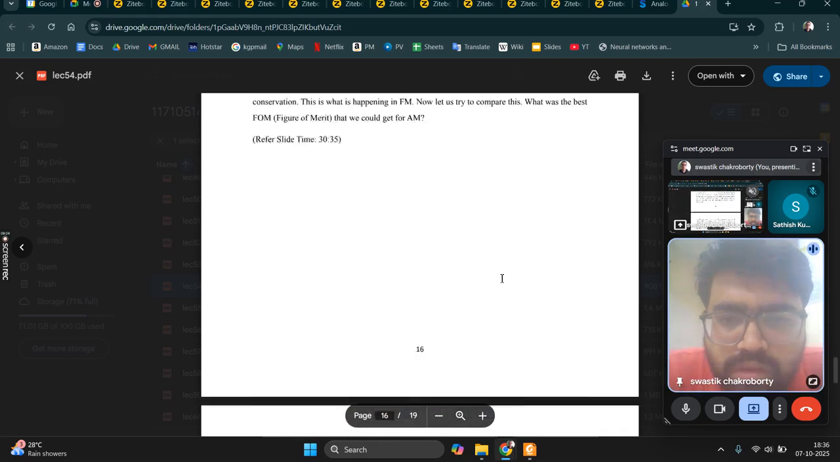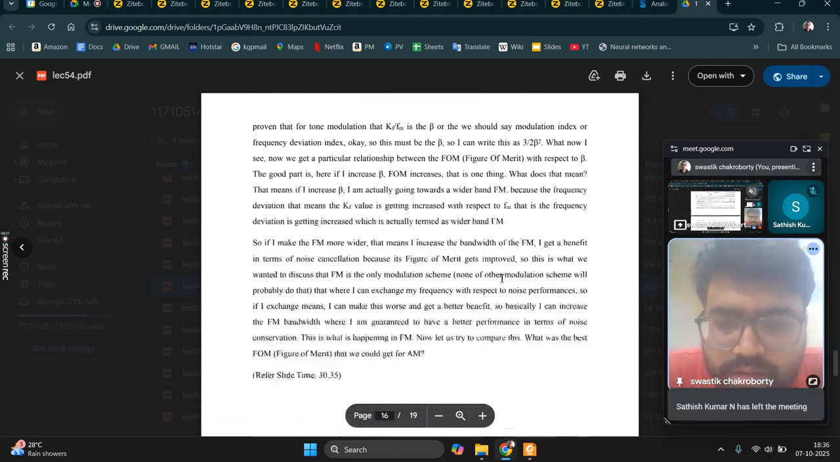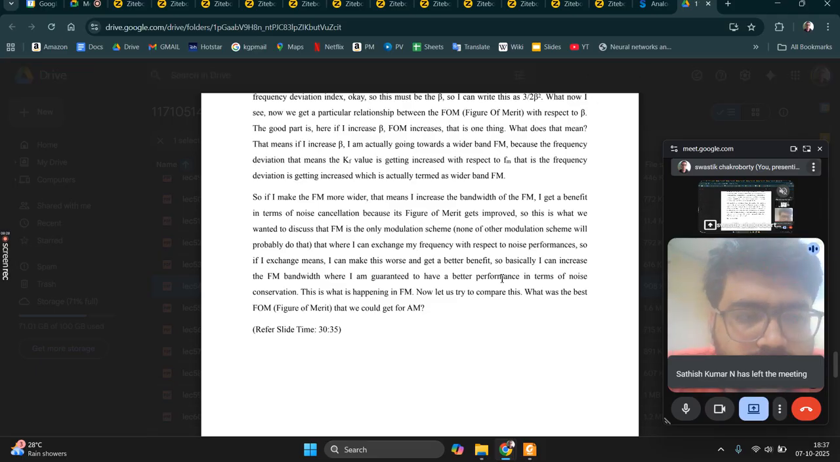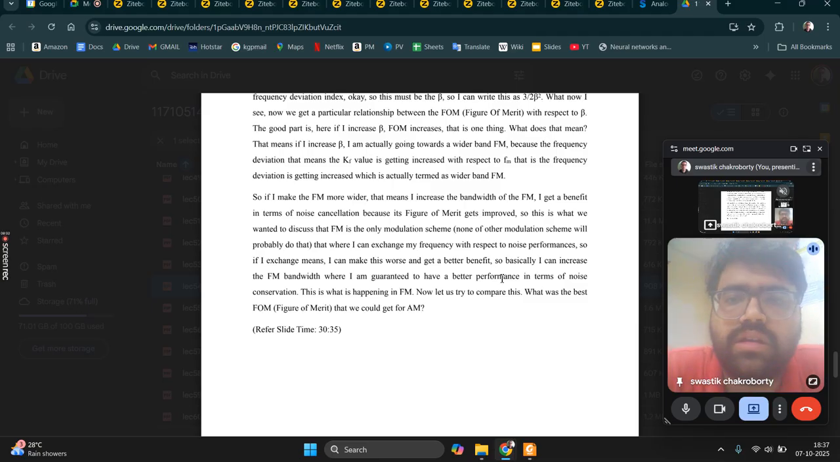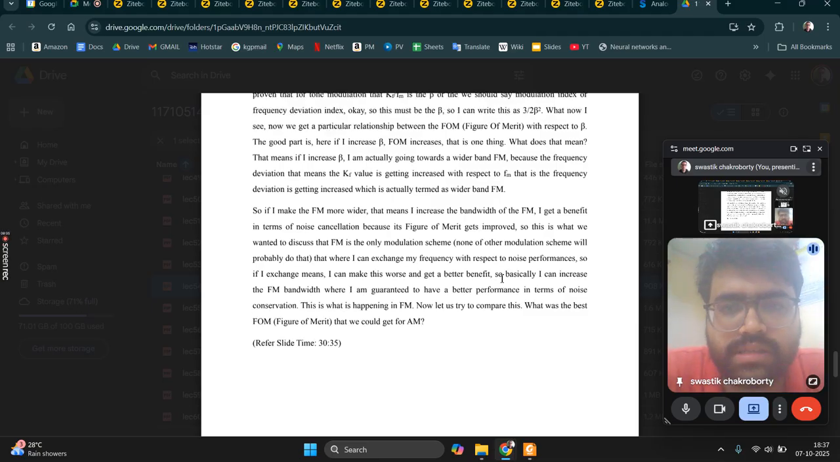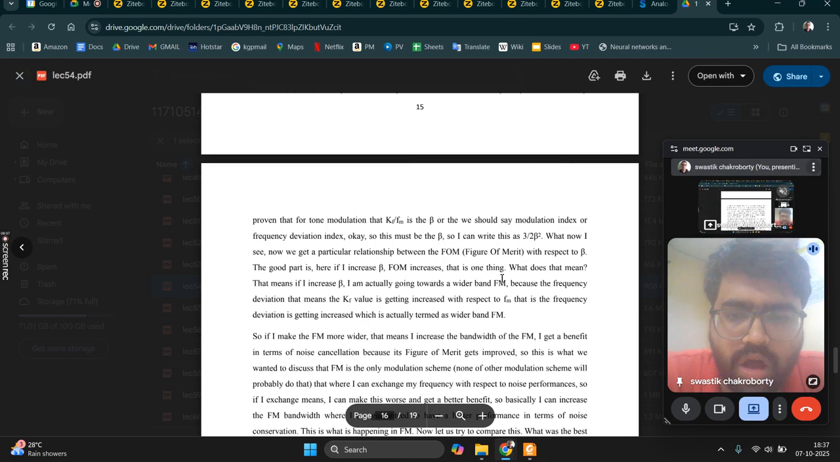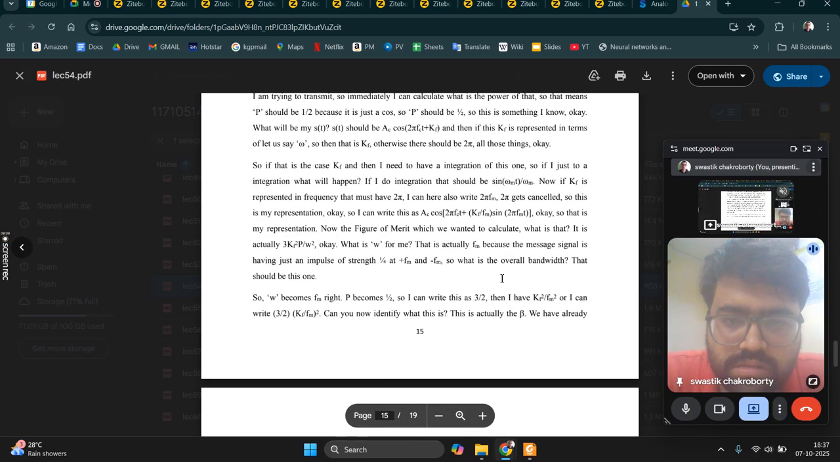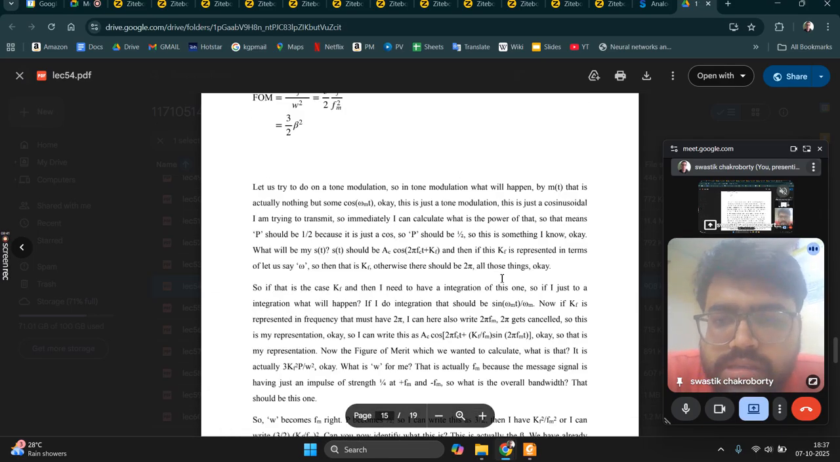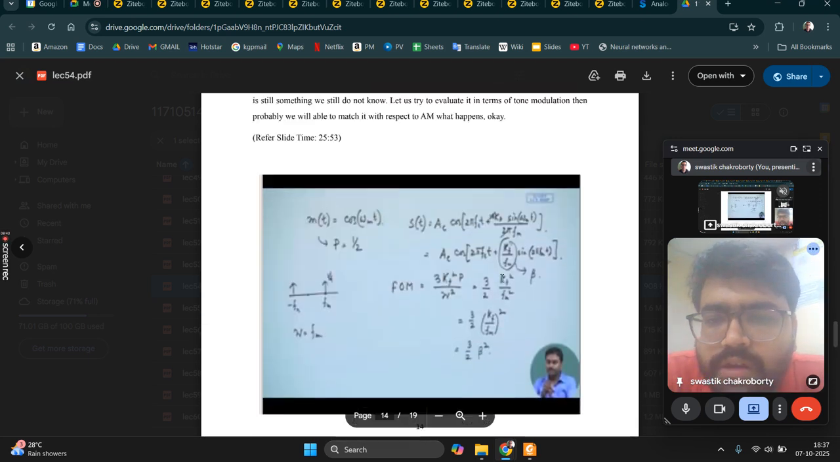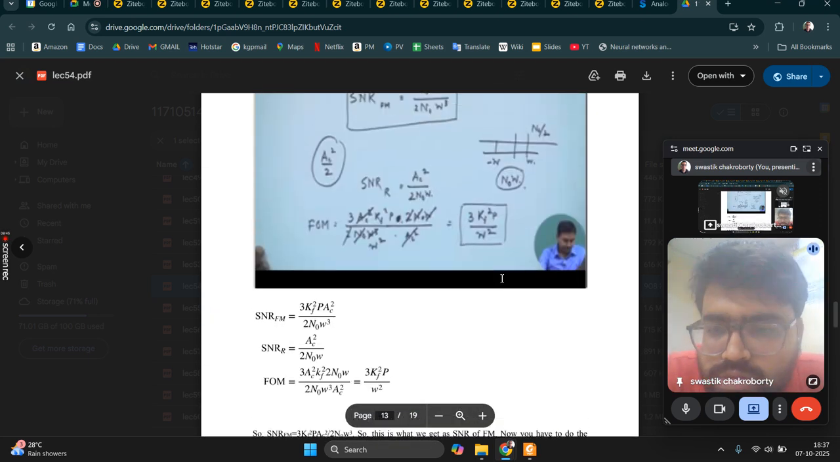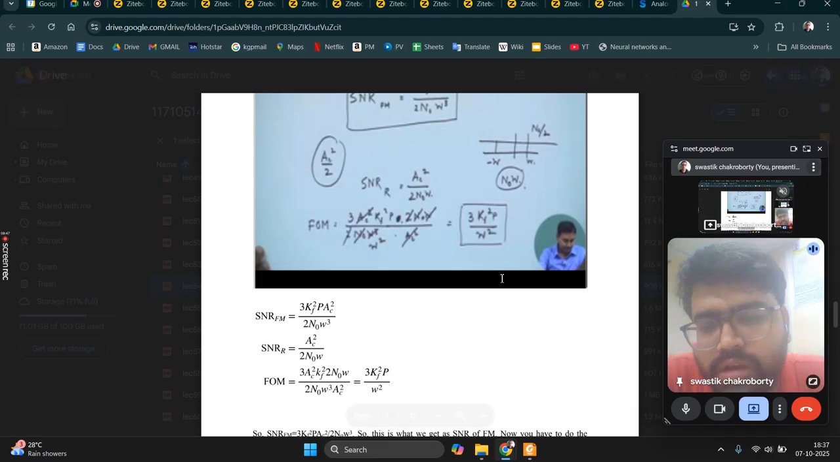So here we see that we have to define something. When there is noise, we have to define something called a figure of merit. This figure of merit determines how less sensitive the signal is to noise, how stable it is with respect to noise. So what is the figure of merit? The figure of merit has been defined as the output SNR to the input SNR ratio.